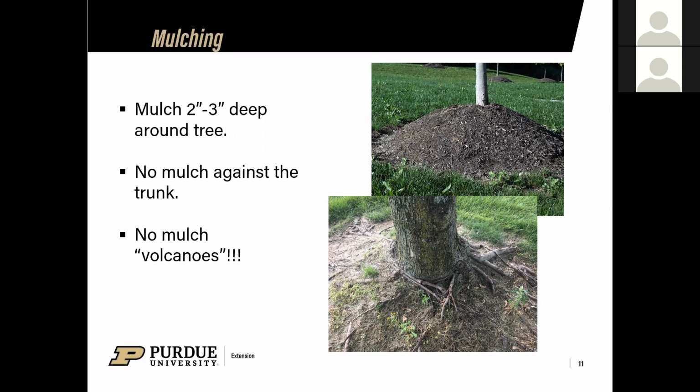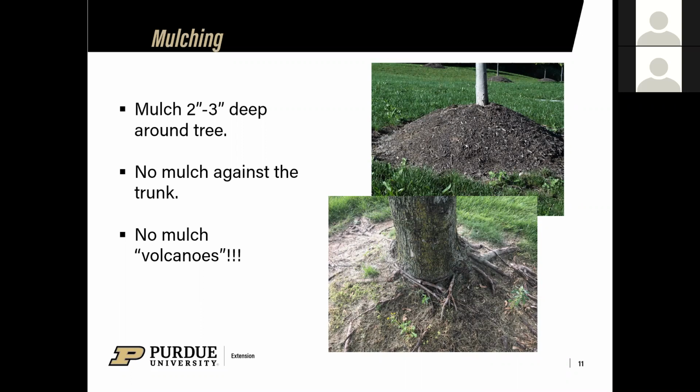But you see all these encircling roots, girdling roots that grew in that mulch pile. Now as that tree is growing, these roots can actually girdle this tree and actually kill the tree. And most of those are growing because they had the volcano piles of mulch on them.